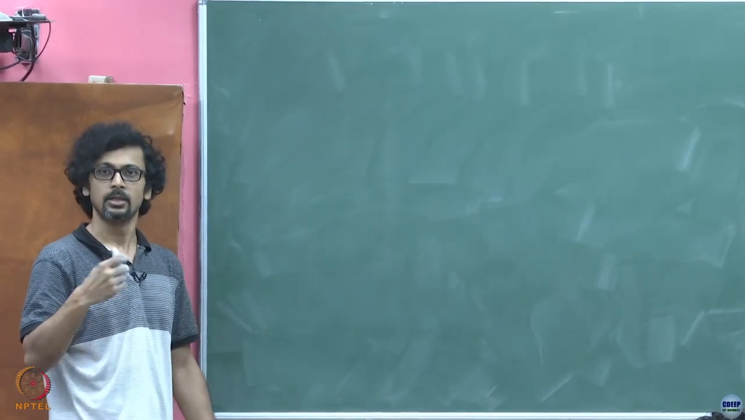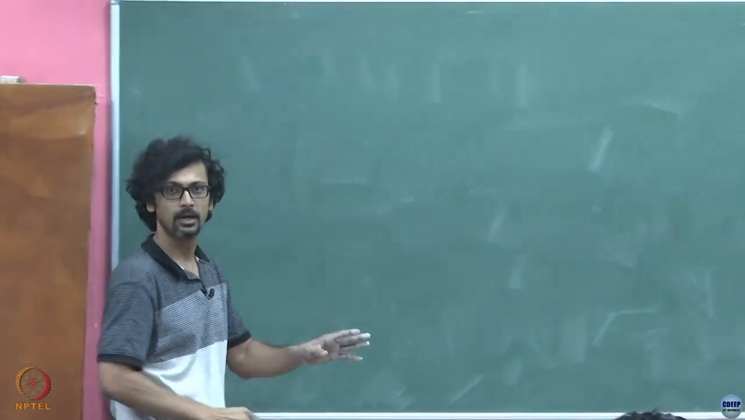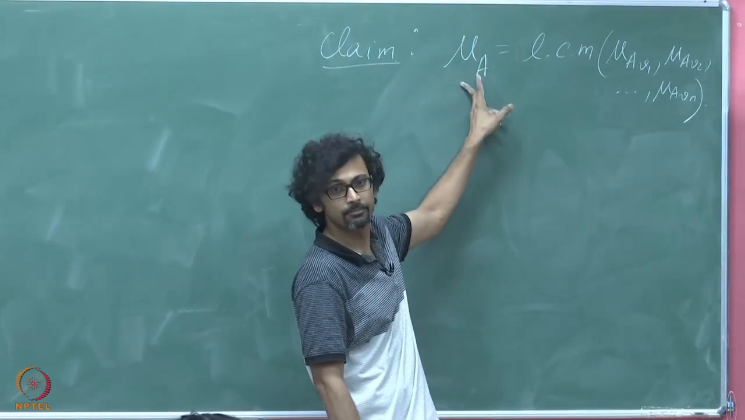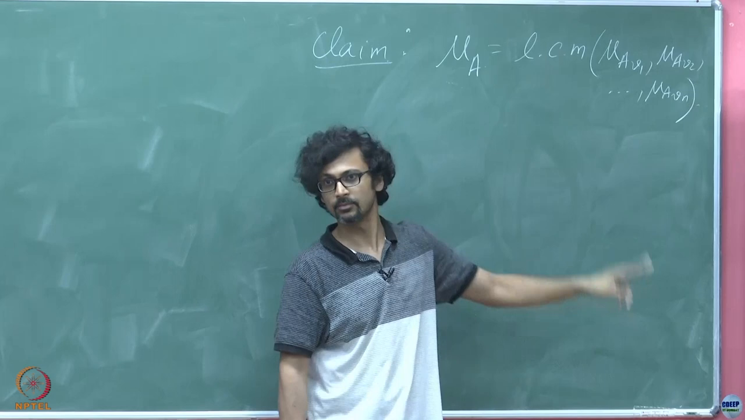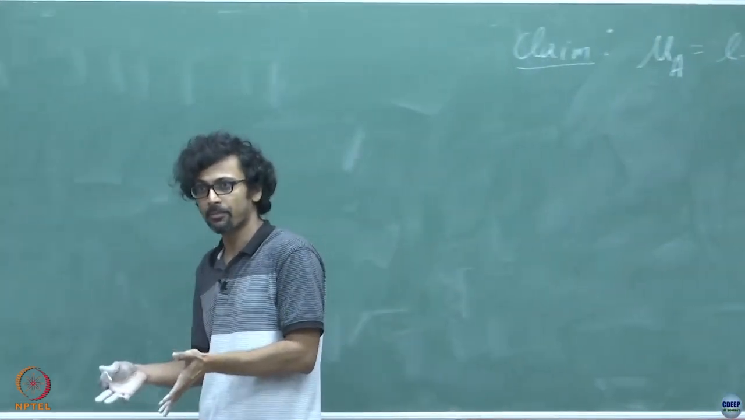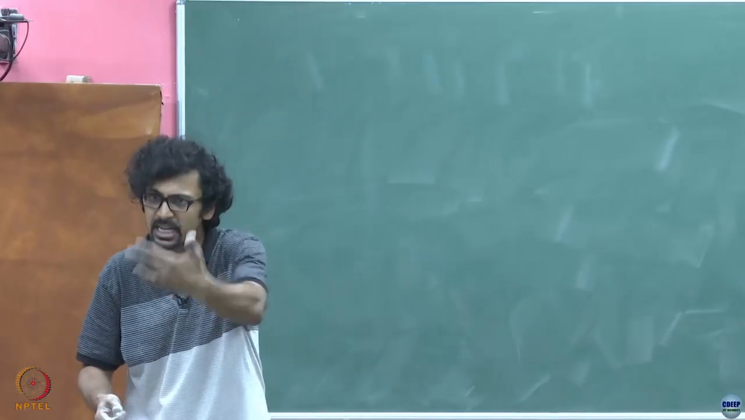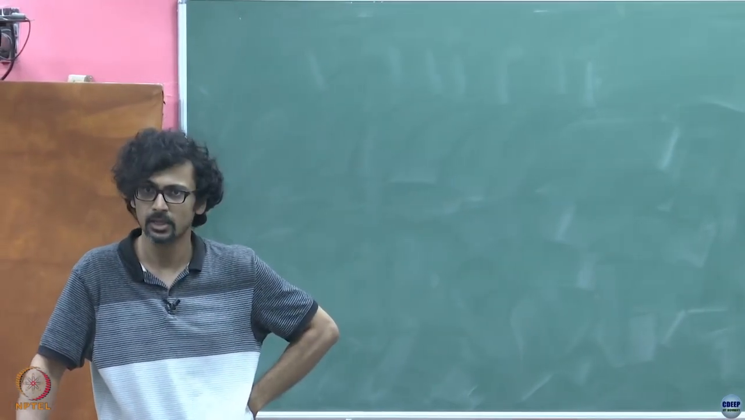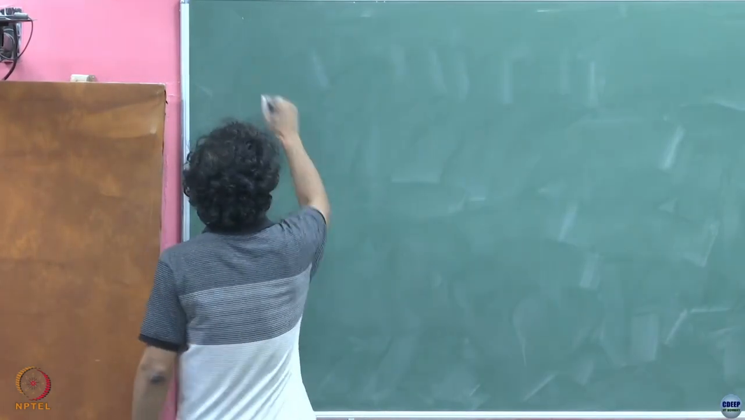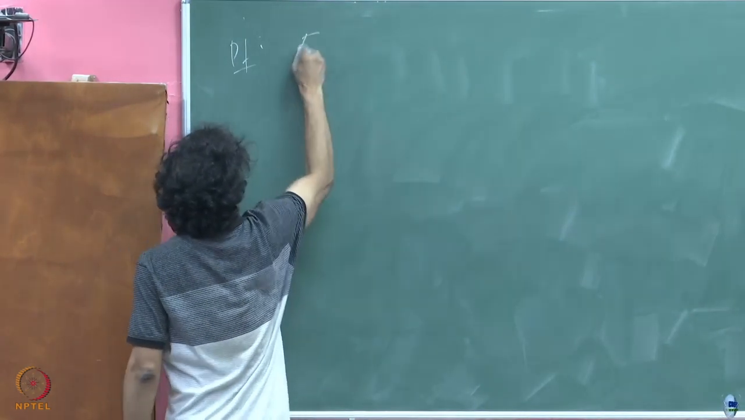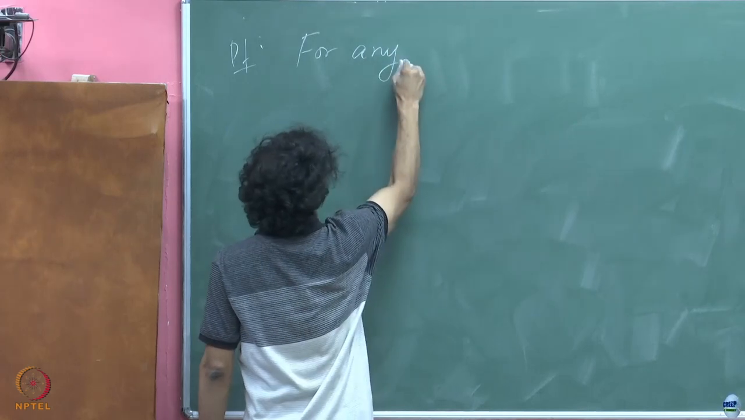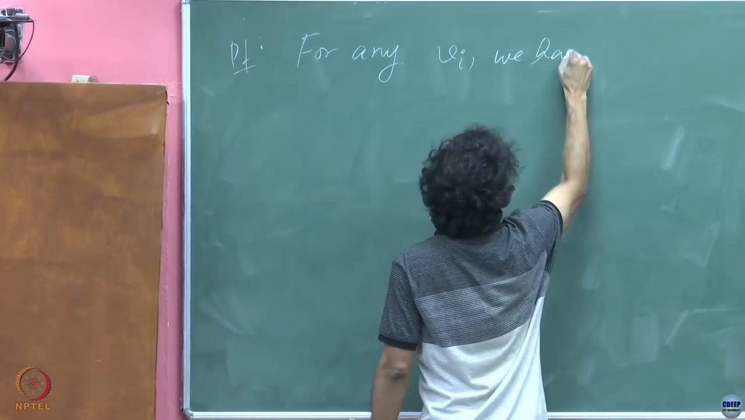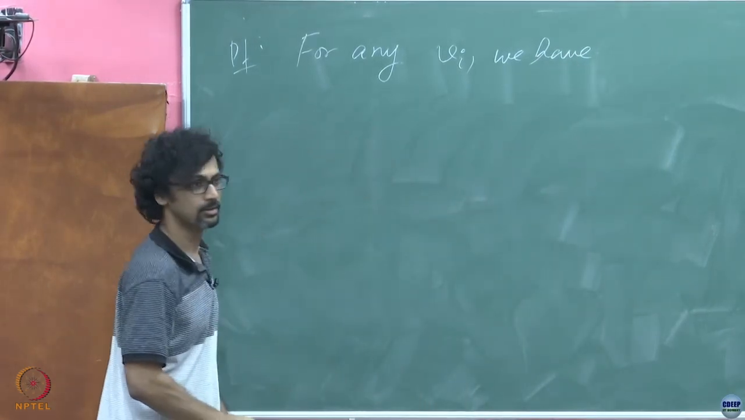So the first part of this proof will entail us showing that for this fellow that I have here, it must be identically the zero map, which means what? That if it acts on any vector in the vector space, it must annihilate it. So for any v_i, what do we have?